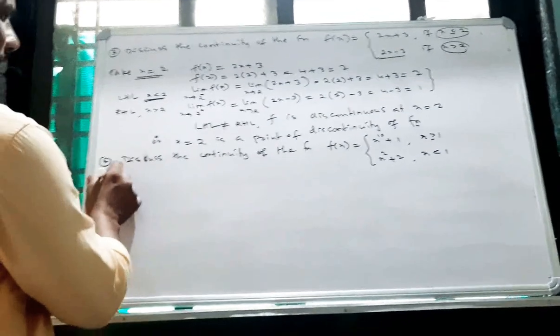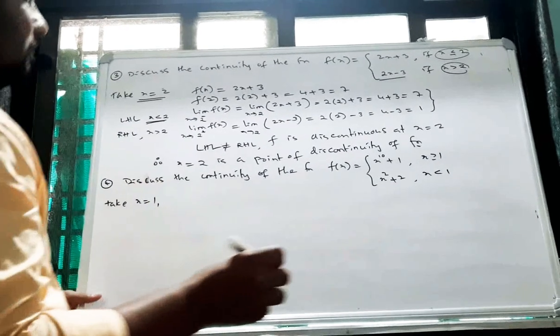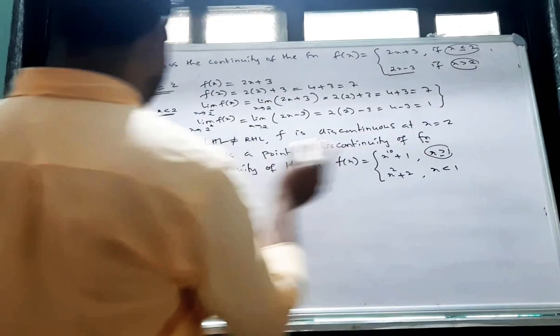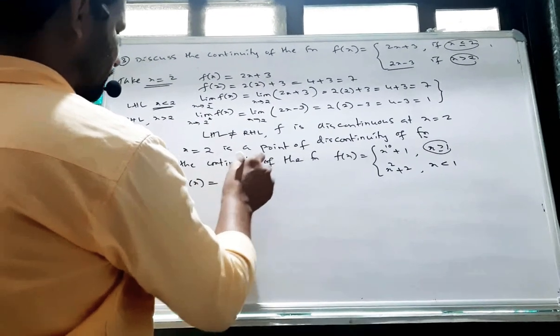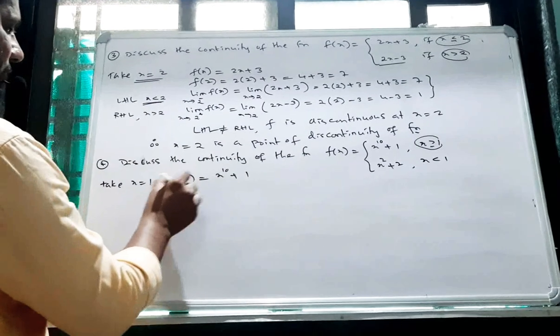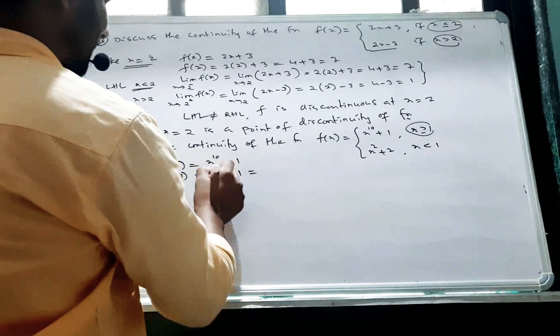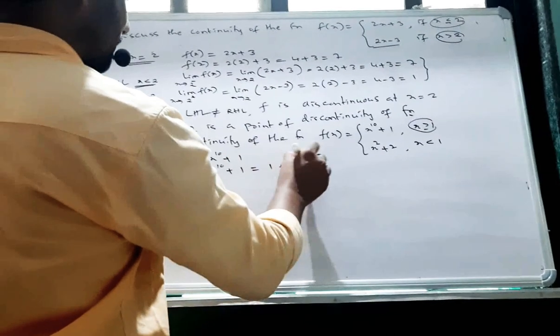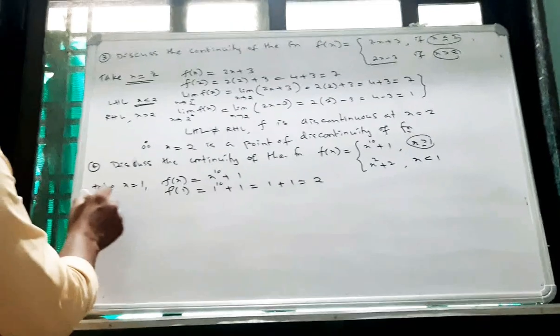Same, so now at x equal to 1, take the point x equal to 1. At x equal to 1, f of x is given as x to the power 10 plus 1. So put x equal to 1: f of 1 equal to 1 raised to 10 plus 1, that is equal to 1 raised to 10 is 1, plus 1, which is 2. So now we find the LHL and RHL.